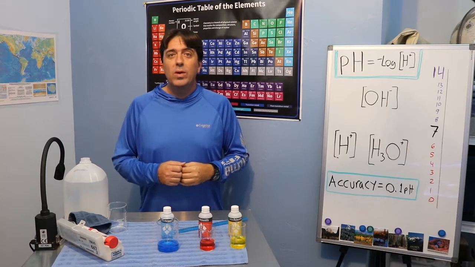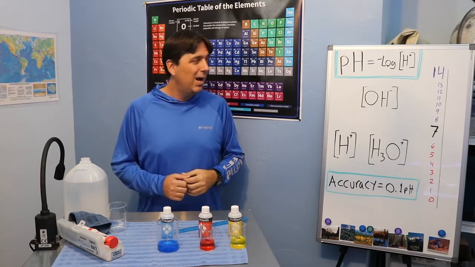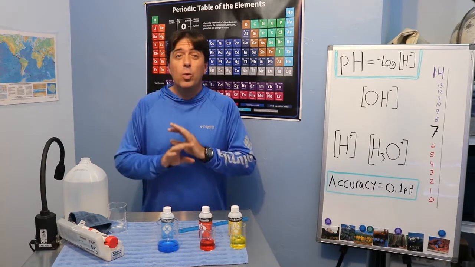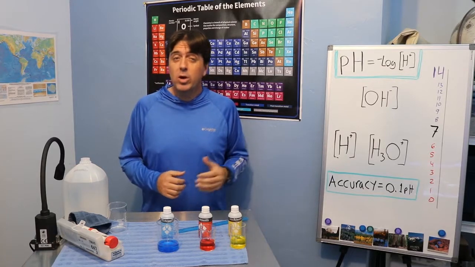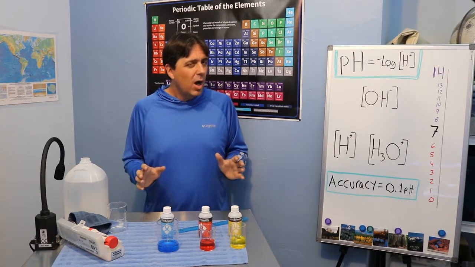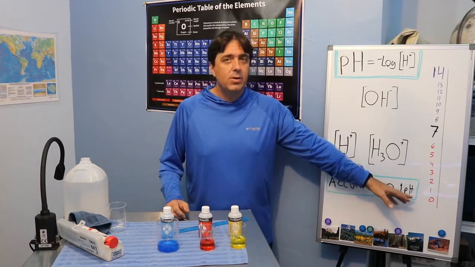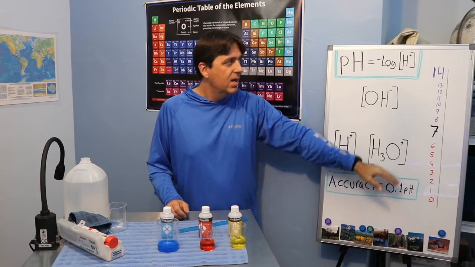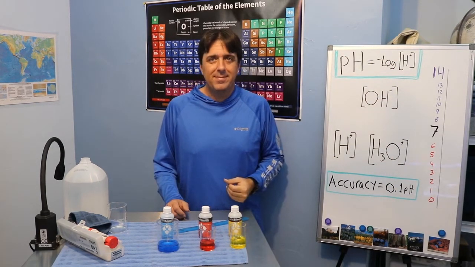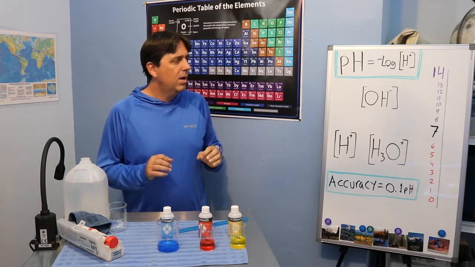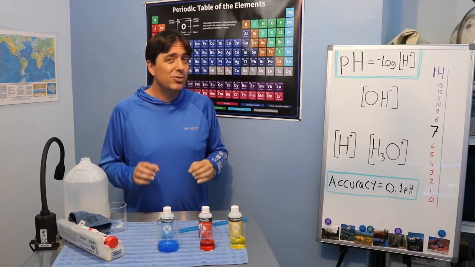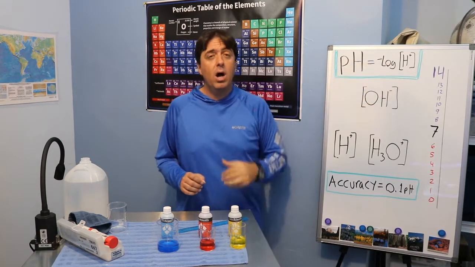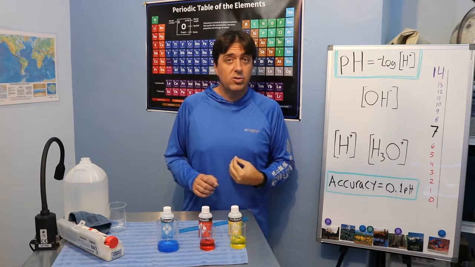Let's go ahead and get started with part 4 of the Chemistry of Water lab, and that's all about pH. Now, pH is an incredibly important parameter within the marine environment and freshwater habitats as well. When we talk about pH, we're talking about a scale from 0 to 14, with 7 being neutral, below 7 being acidic, and above 7 being basic. Now, what are we really talking about when we talk about pH? We are talking about the concentration of hydrogen ions. In fact, pH equals the negative log of hydrogen ion concentration.